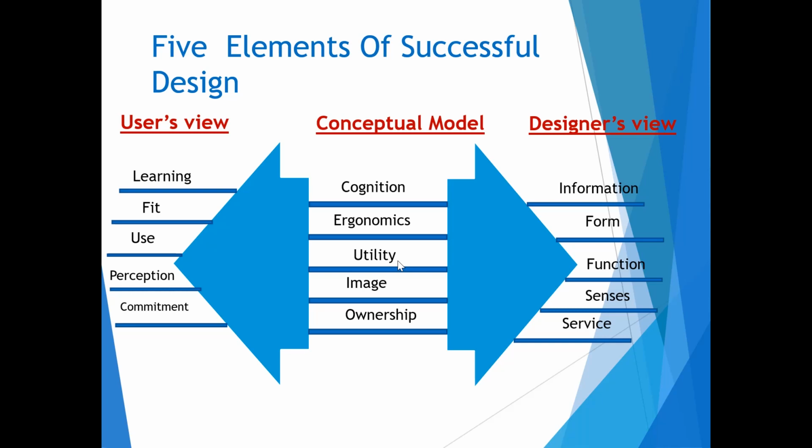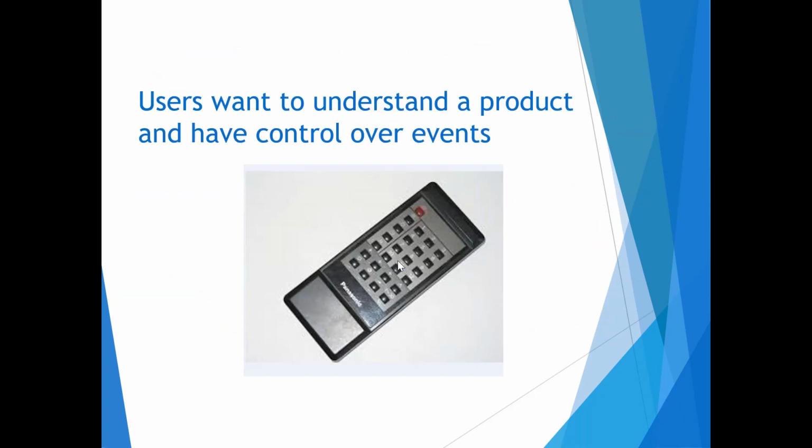So, these are the 5 elements intertwined to provide a basis for the conceptual model of a product. The cognitive complexity for performing a particular task ties directly into the utility of a device. Image often enhances ownership, while ergonomics may place buttons where a user might expect them, thus simplifying a task. So we can see here one example that users want to understand a product and have control over events. If your instrument is difficult to use, people won't use it in spite of its capability.